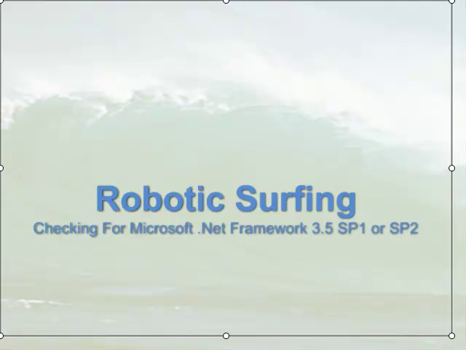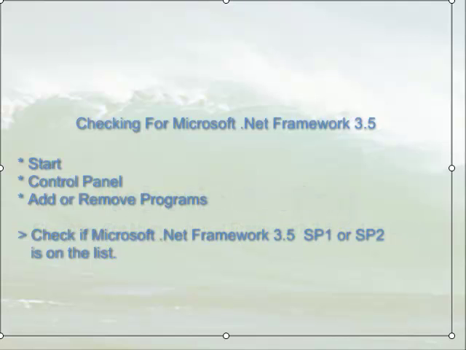In this tutorial, we'll be checking your computer running Windows XP for Microsoft .NET Framework 3.5 SP1 or SP2. If you're already familiar with the Control Panel, you can simply follow these steps: Start, Control Panel, Add or Remove Programs, and then look at the list to see if Microsoft .NET Framework 3.5 SP1 or SP2 is on there.